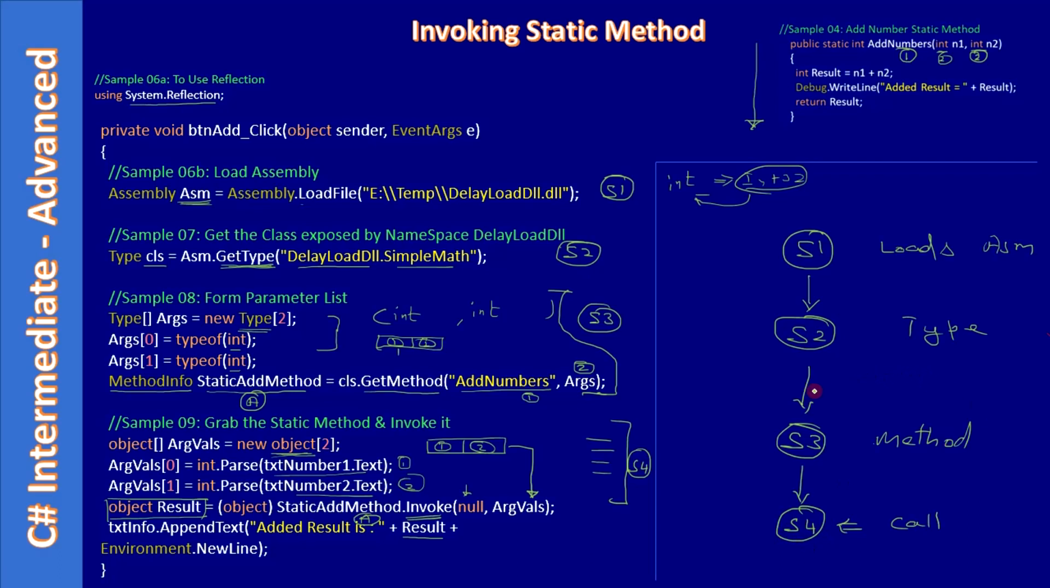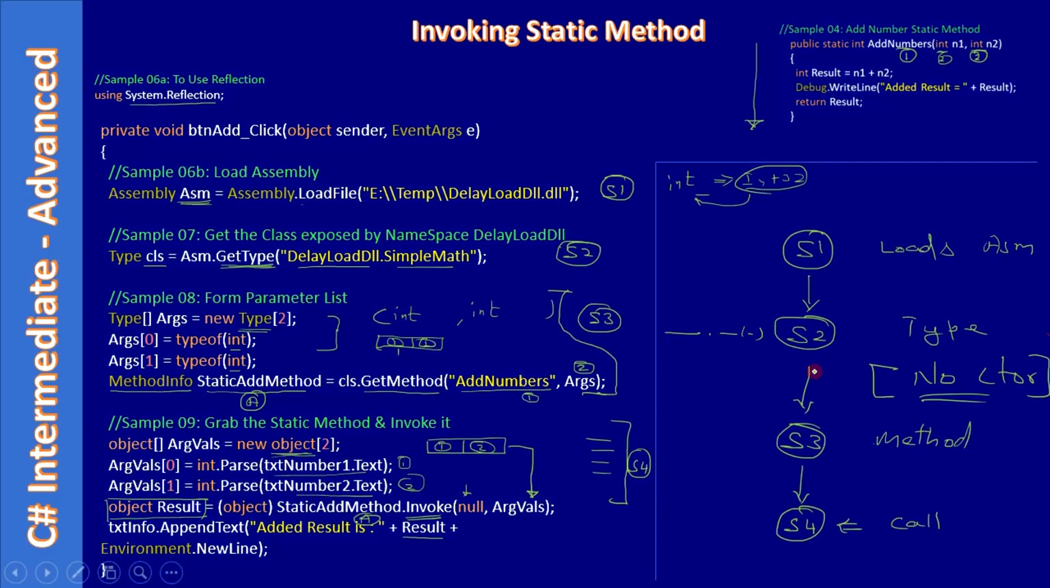Here, no constructor is involved. That means we are not constructing the object. We are loading, getting the type, and making a call to the method. In normal flow we also do the same: we specify the class name, then the method name, then the parameters, and make a call. That's why this sequence doesn't involve creating an instance.